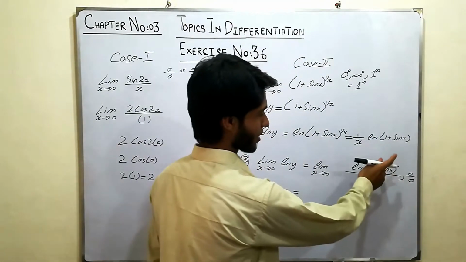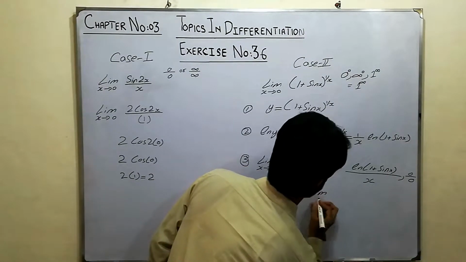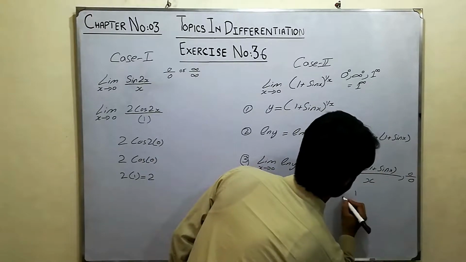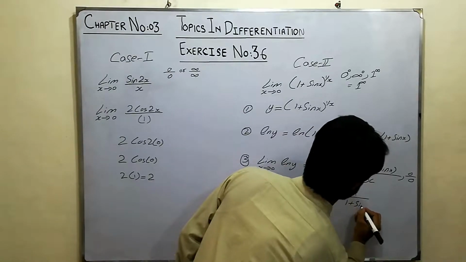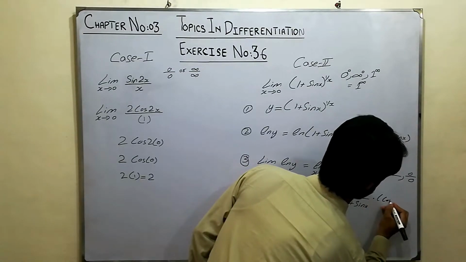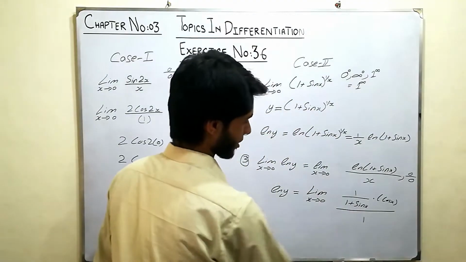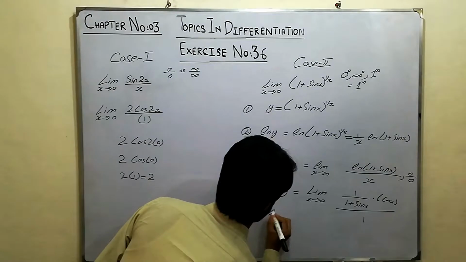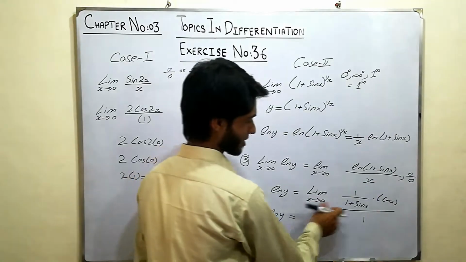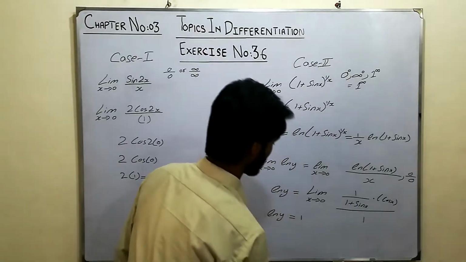So now we take the separate derivative of the numerator and the separate derivative of the denominator. So we have limit x approaches 0. The derivative of ln (1 plus sin x) is 1 by (1 plus sin x) times the derivative of sin x, which is cos x, and the derivative of the denominator is 1. If we put the direct limit in that function, we have ln y. When we put x equal to 0, cos 0 is 1, sin 0 is 0, so we have ln y equal to 1.